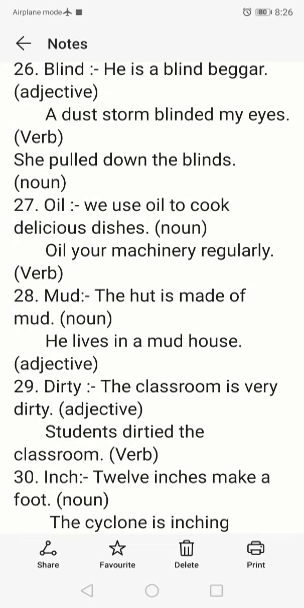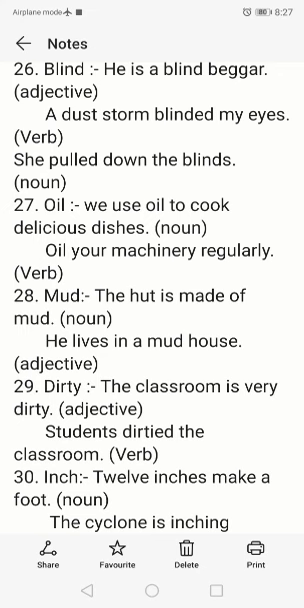And next one is mud. The hut is made of mud. Mud here is used as a noun. And in the same way, mud also can be used as an adjective. He lives in a mud house, a house which is made up of mud. Mud house.